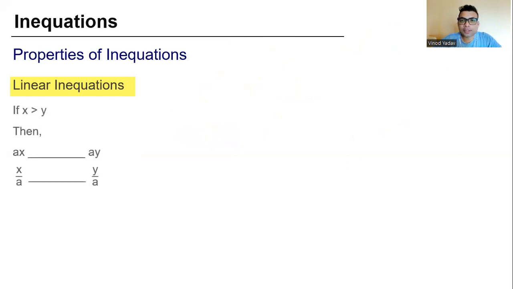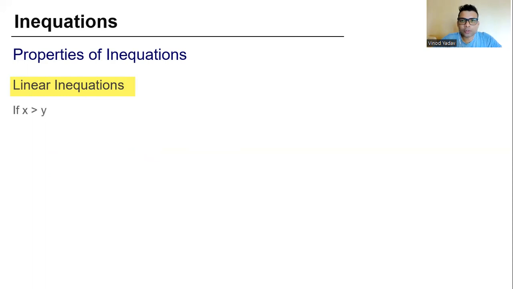So x more than y. What about ax and ay? In between them, the same symbol will be retained if a is positive. Same goes for x upon a and y upon a, isn't it? And if a is negative, simple, I hope you must have guessed it: the inequality sign will change. Whatever the relation is originally, the opposite. All right, so comfortable till here? Addition, subtraction, multiplication, division.